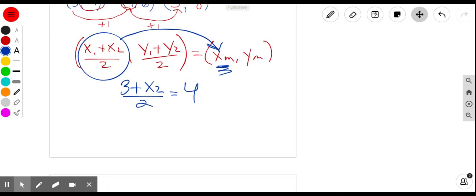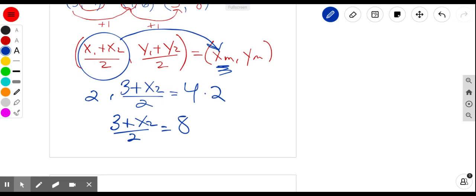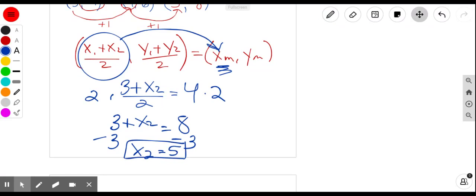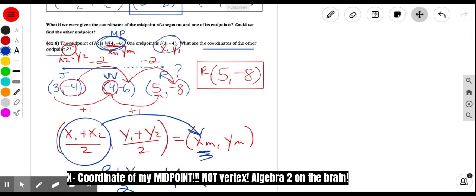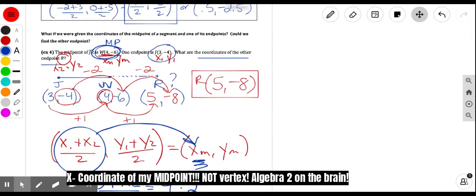To solve that, you would multiply both sides by 2. So you'd have 3 plus x2 equals 8. The 2's gone now because I multiplied both sides by 2. Sorry about that. And then we would solve for x2 by subtracting 3. See how I'm getting 5, which is exactly what I got up here for the x coordinate of my endpoint? See how I got 5?